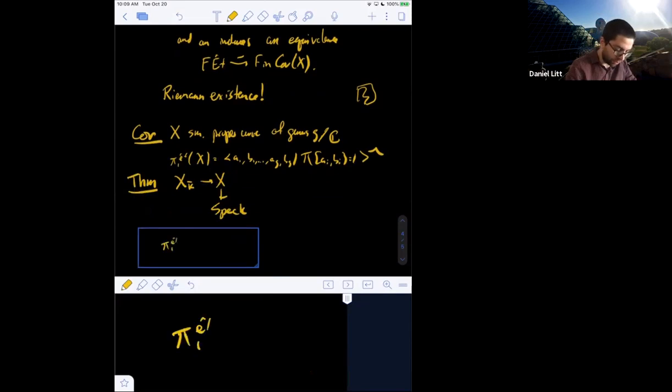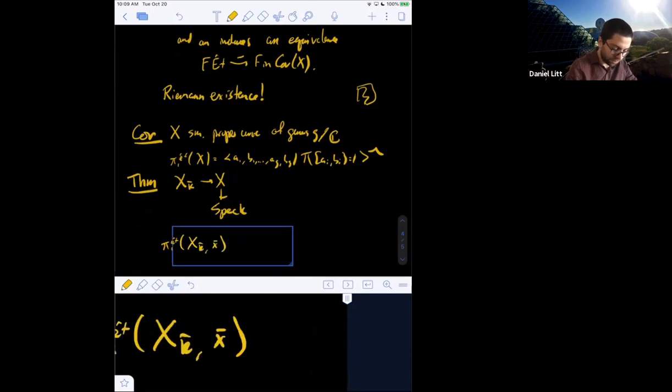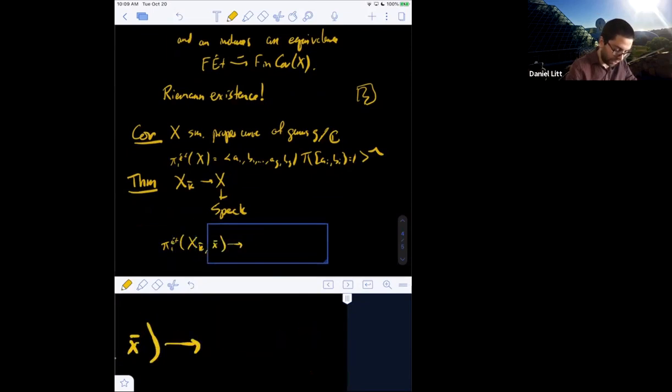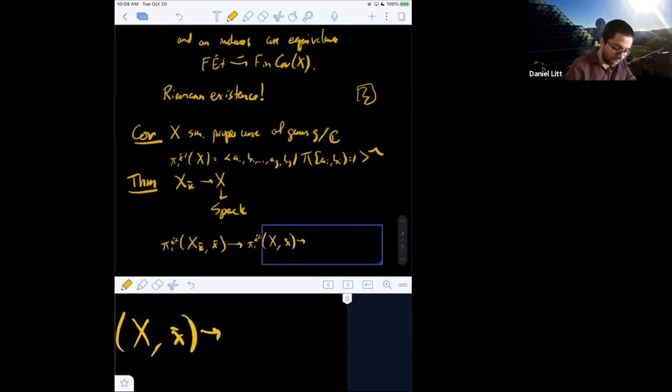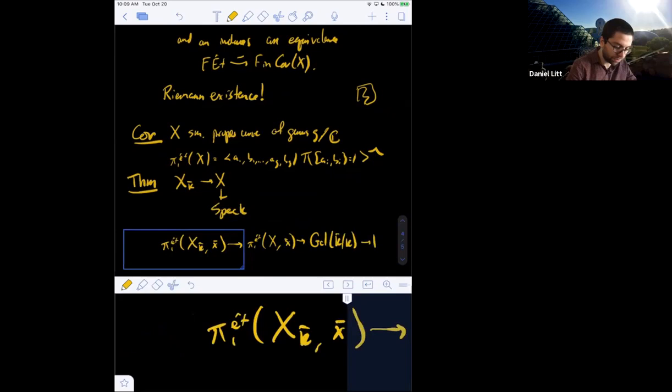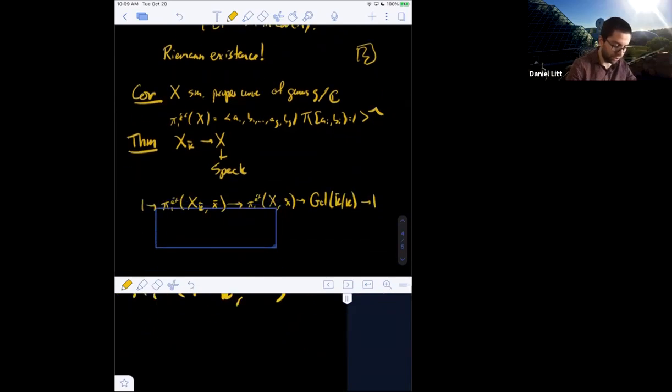So first of all, the étale pi1 of X K bar with base point x bar maps by functoriality. A geometric point of X K bar gives you a geometric point of X, so you get a map to the usual fundamental group of X with the same base point. And a geometric point of X gives you a geometric point of spec K just by mapping down, so you get a map to the Galois group of spec K, which we said last time was the absolute Galois group of K. And the claim is that this is a short exact sequence.